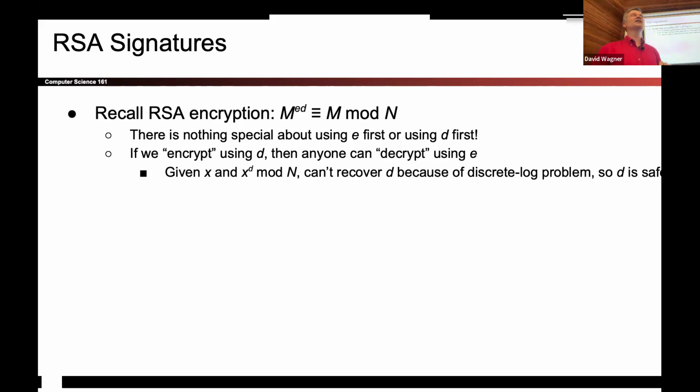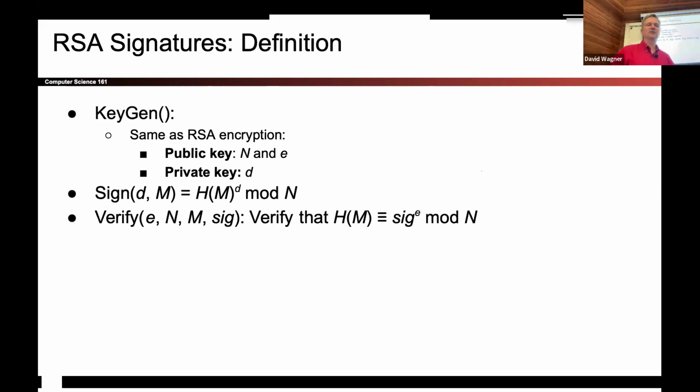The digital signing is going to involve raising to the dth power. D is the private key. And then the verifying is going to involve raising to the eth power. And verifying is going to give you back the original message m, and you can check that that matches what message you were expecting.